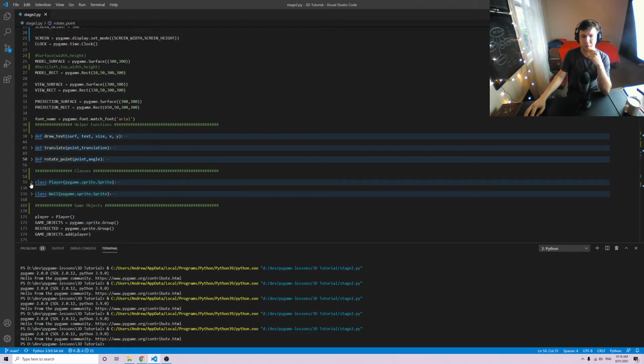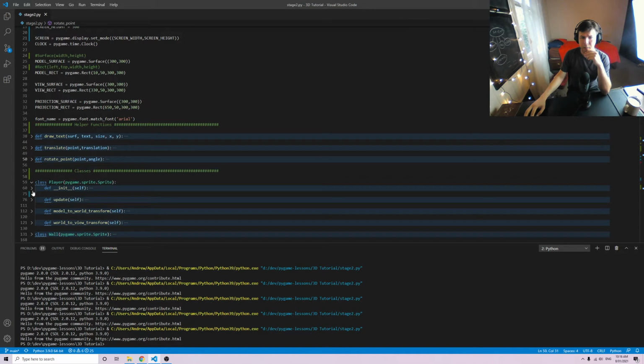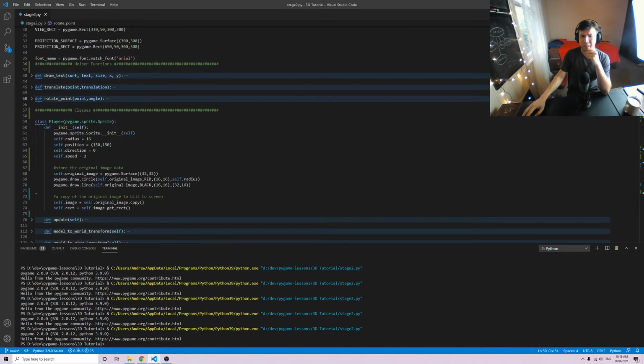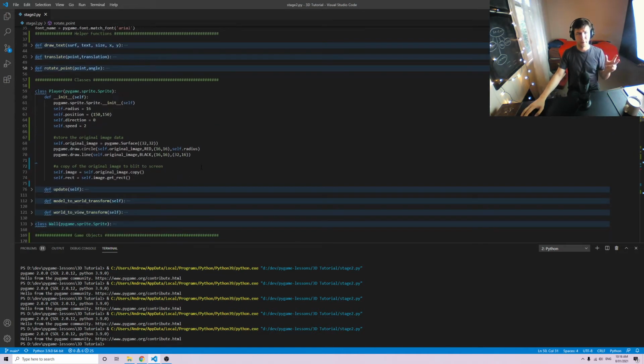Okay, I'll try to keep the rambling to a minimum. Okay, so go through the classes. What do we have? We have a sprite. It has a radius, and we're using that radius to generate a circle and a line, and then we're drawing that onto the original image.